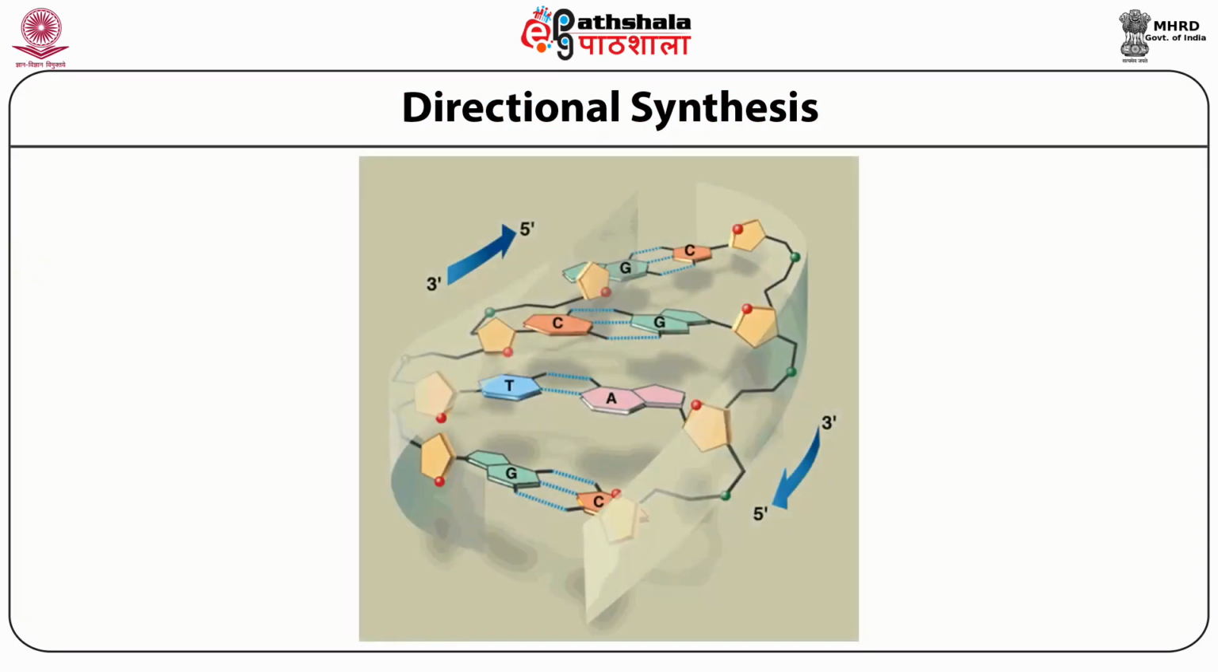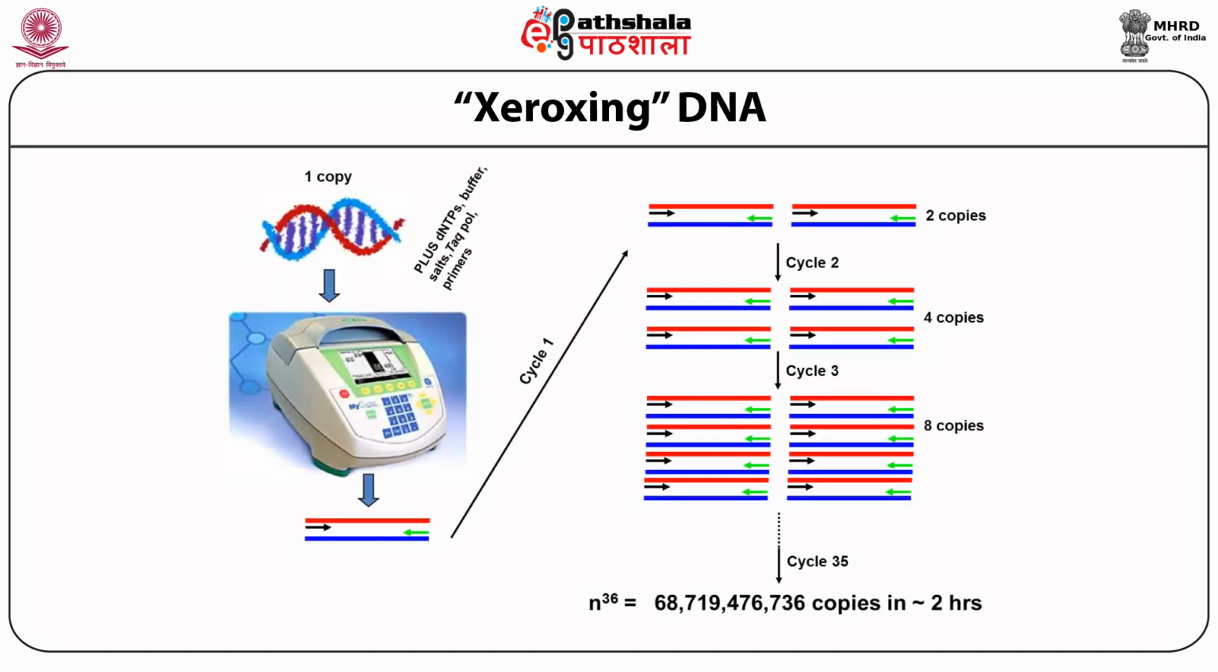As you can also see in the slide, PCR has directional synthesis, that is 3' to 5' in both orientations. Here is a typical thermocycler, and you can also call it the Xerox machine of DNA. As I explained in the previous cycle, 2 copies become 4 copies, then 8 copies and so on, and at the end you can have millions of copies within a very short time span.